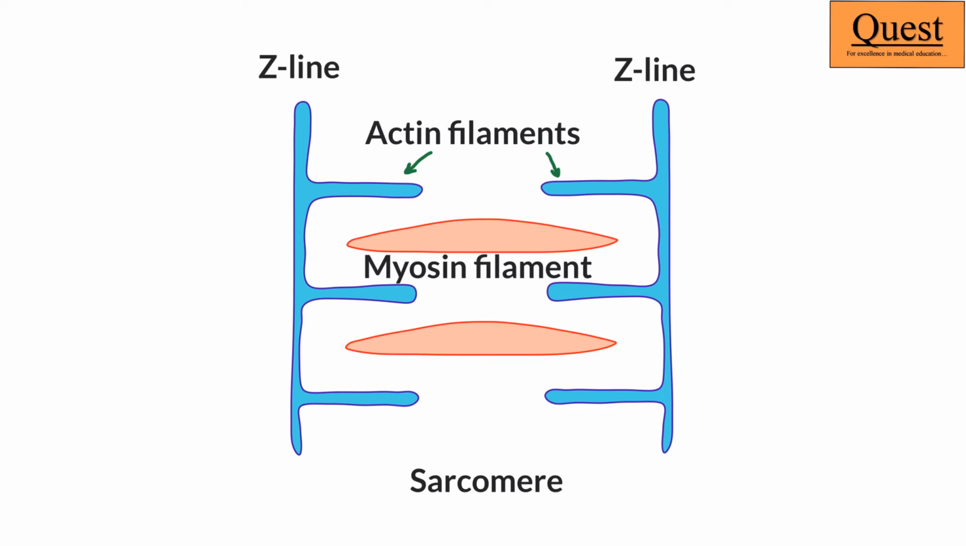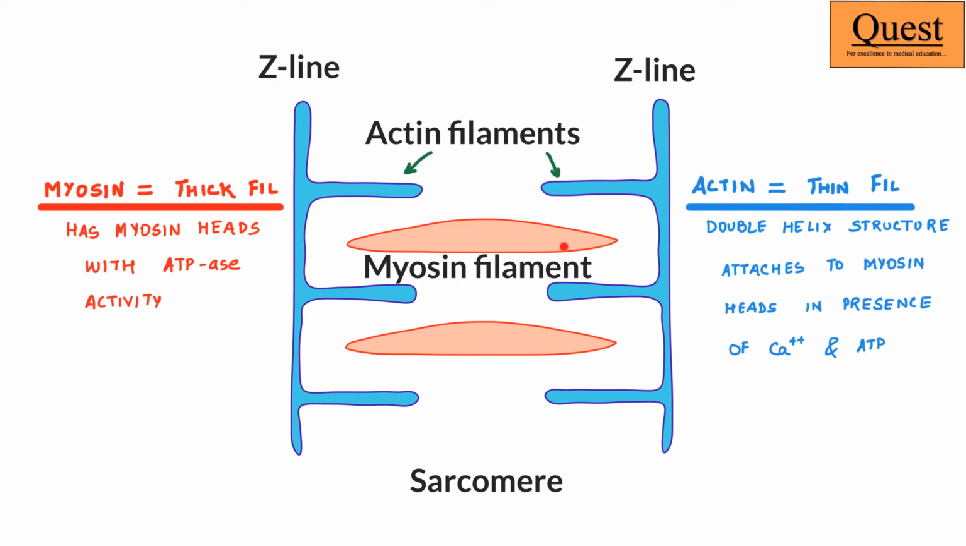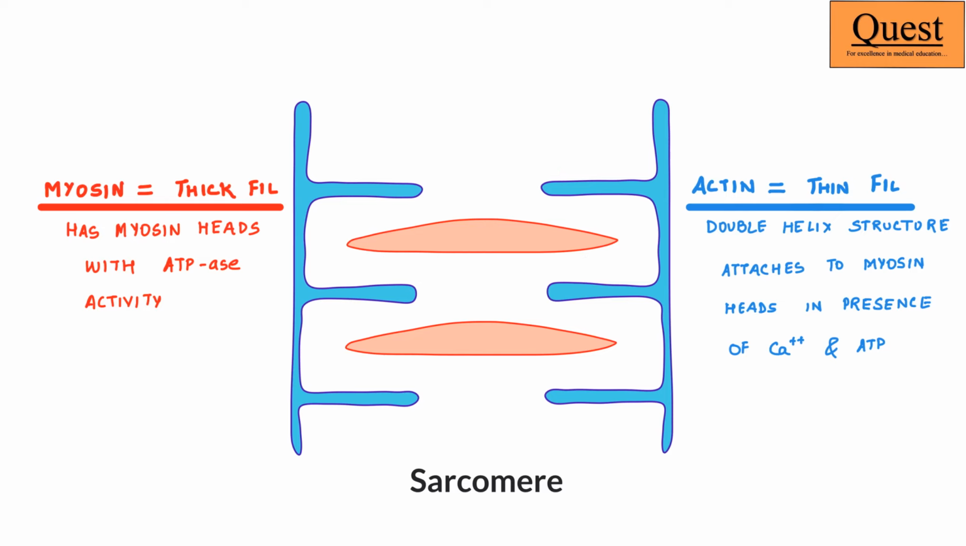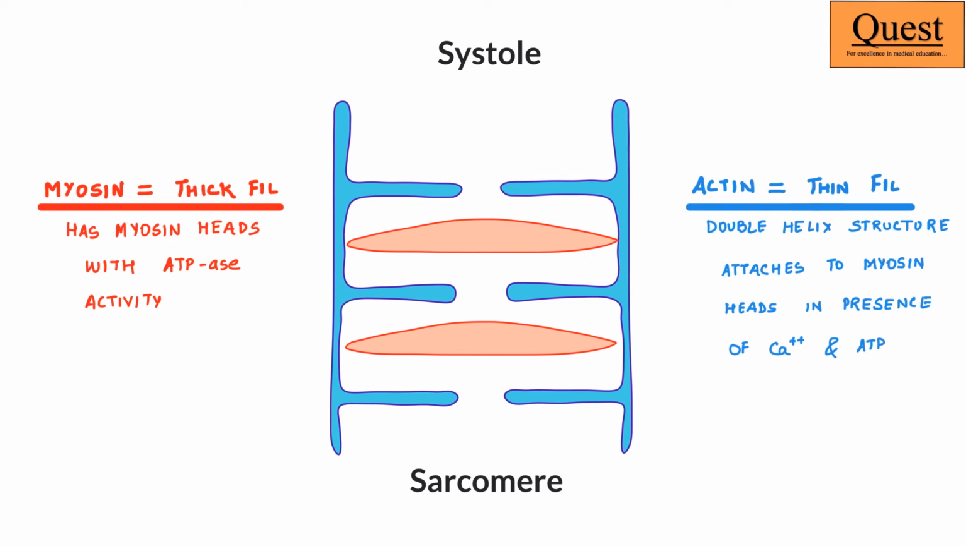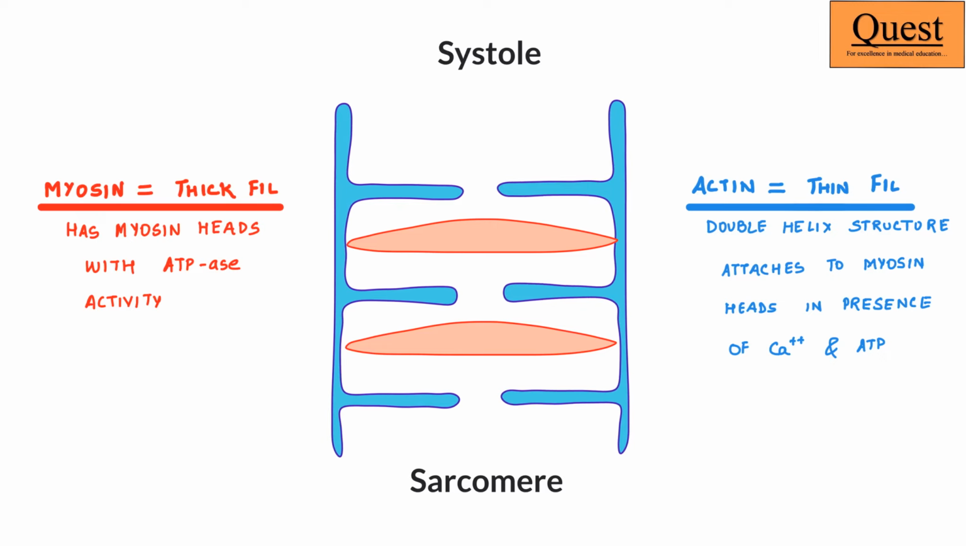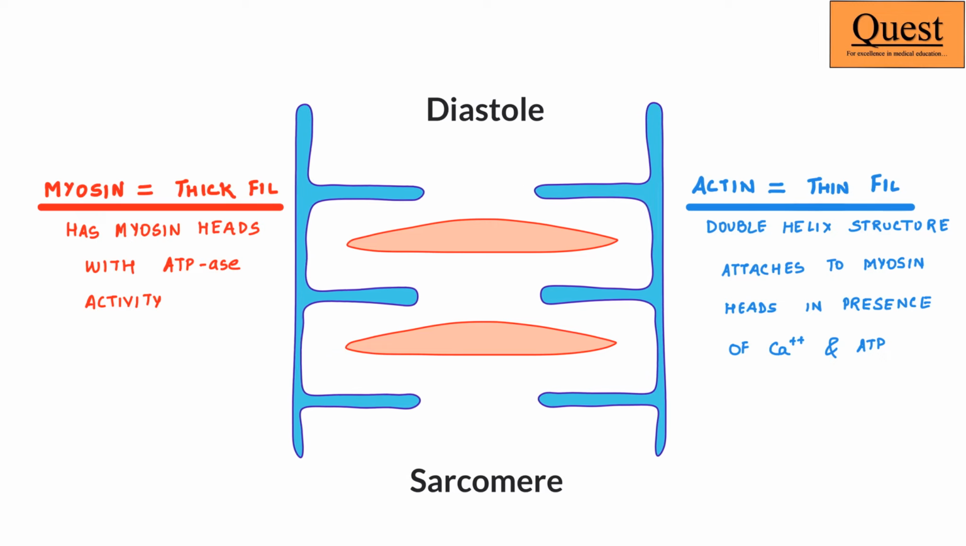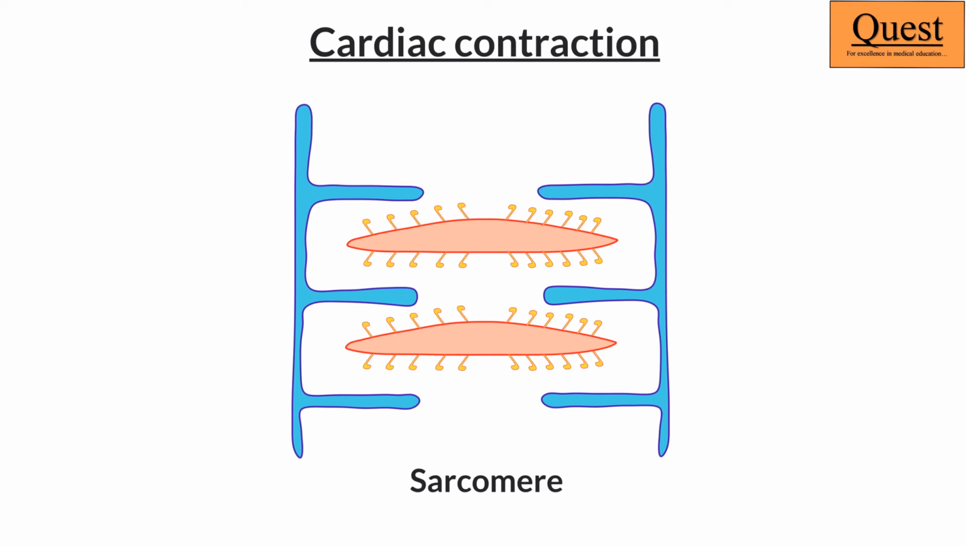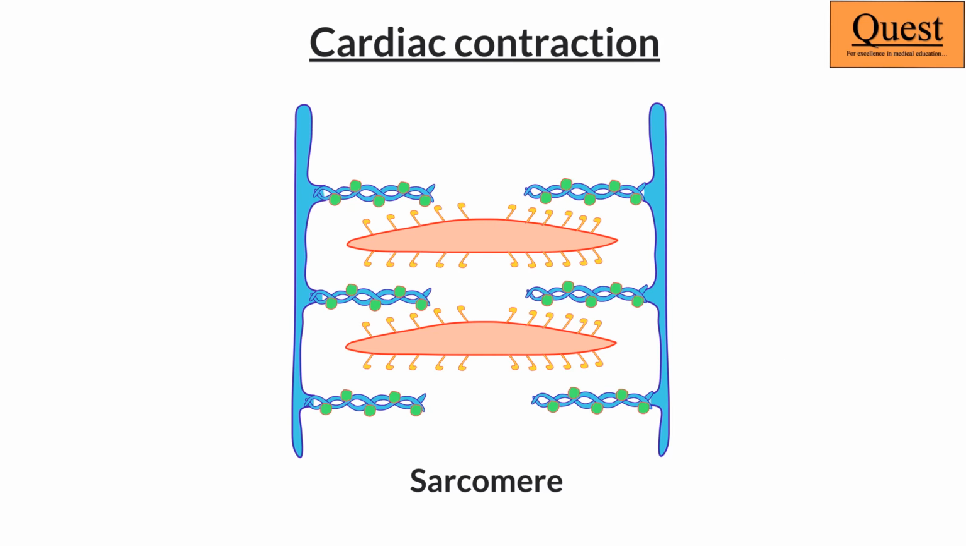Sarcomere is the basic unit of mechanical contraction. It is lined by the Z line, and in between those Z lines are the thick and the thin filaments, namely myosin and actin. As these two filaments slide over each other, that leads to shortening of the sarcomere. At the microscopic level, this is where the systole begins, eventually leading to contraction of the entire cardiac chamber. ATP that is available in the cell provides energy for this contraction.